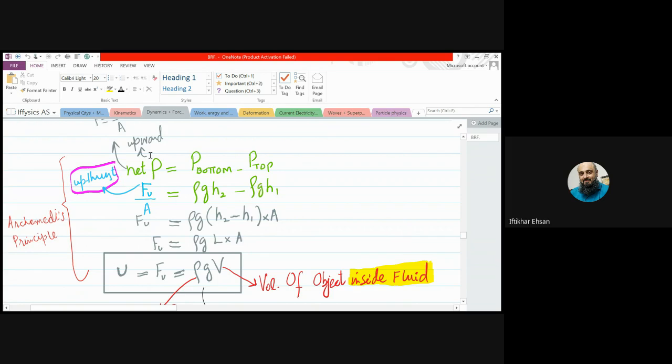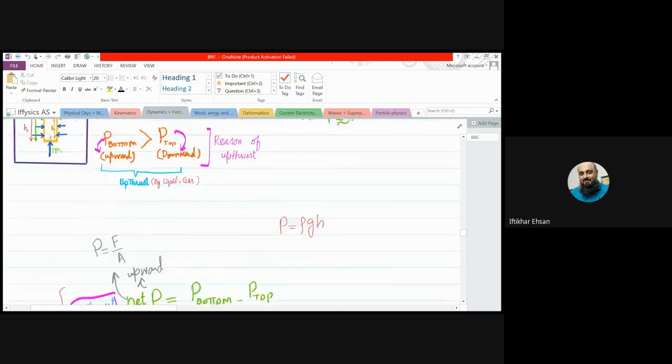The net pressure, and pressure has a formula force over area. As the net pressure is upward, the force will be upward. That is upthrust. You can represent it as Fu or simply as U. The choice is yours. So you can take common rho g from both of these brackets. We are left with H2 minus H1, and the area is multiplied here.